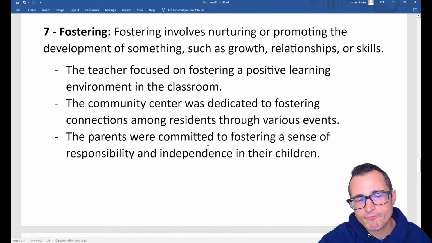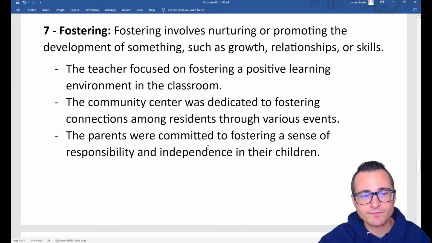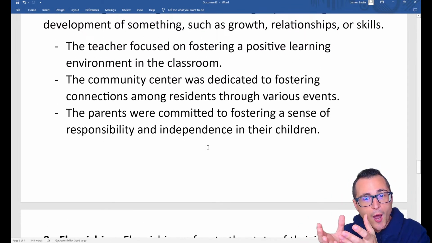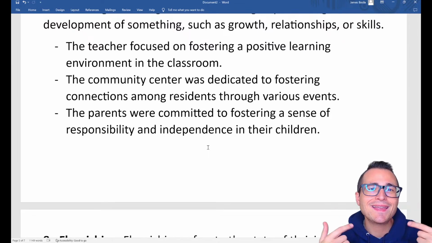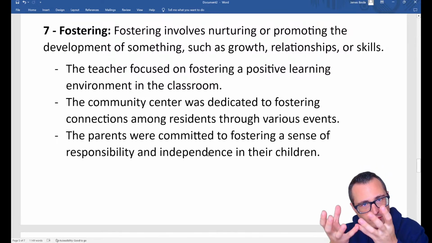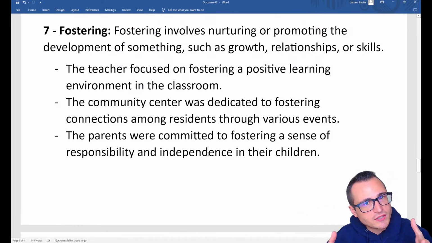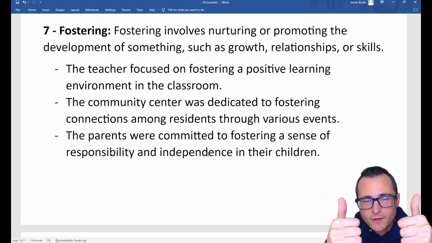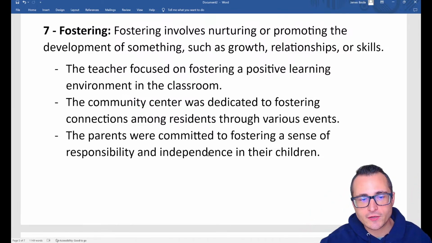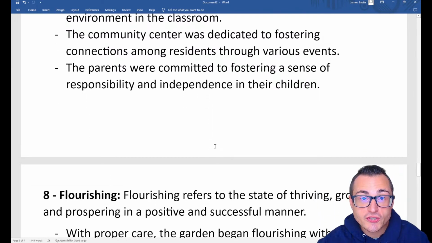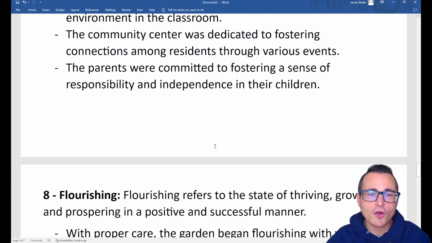As an example, let's look at the example sentences. The teacher focused on fostering a positive learning environment in the classroom. So the teacher wanted to build, or the teacher wanted to cultivate or grow a positive learning environment in the classroom. The community center was dedicated to fostering connections among residents through various events.